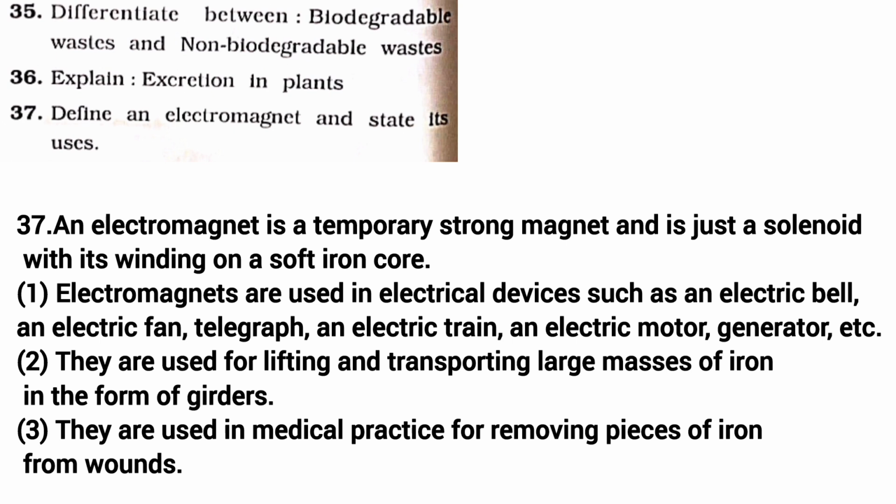Number 2. They are used for lifting and transporting large masses of iron in the form of girders. Number 3. They are used in medical practice for removing pieces of iron from wounds.